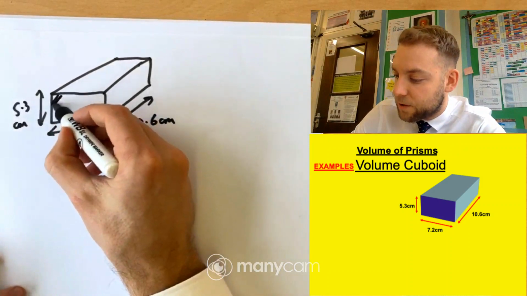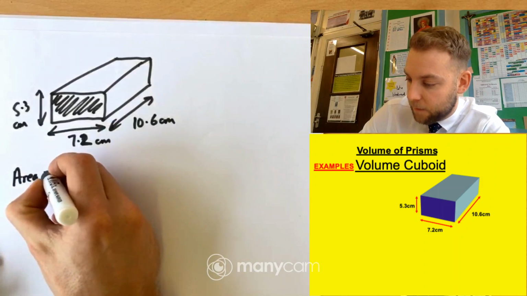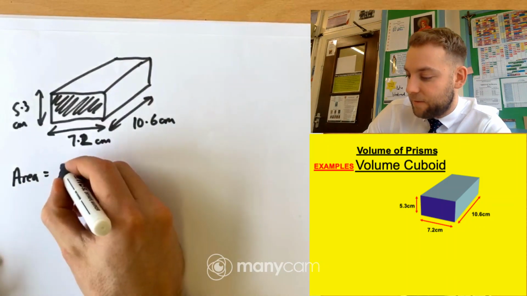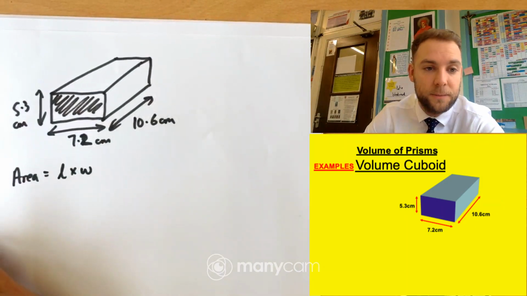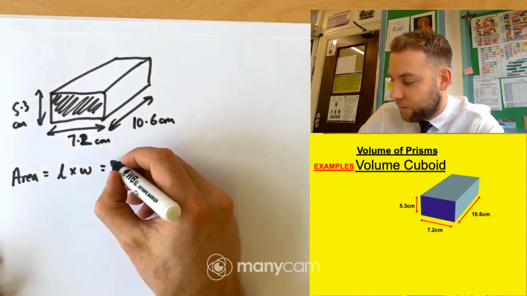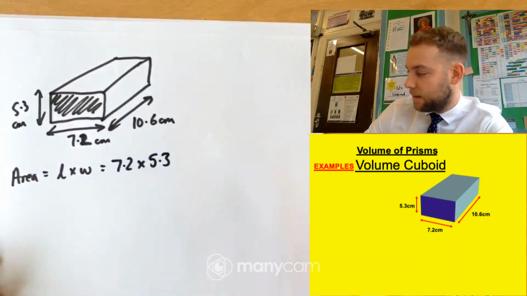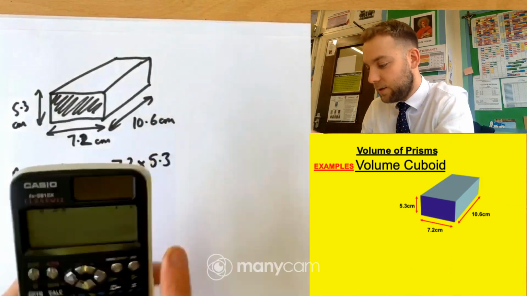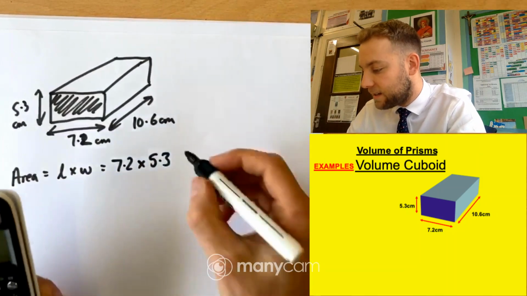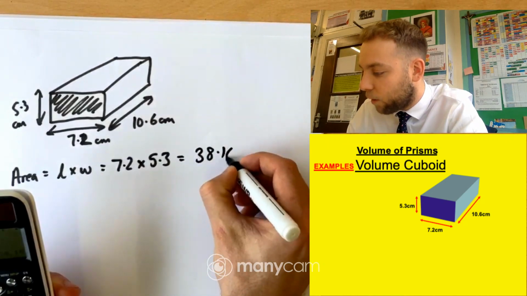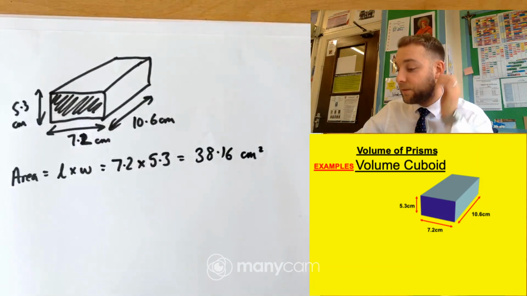So the first thing I'm going to do is work out the area of the front of this. So the area of the front is equal to length times by width, base times by height. Doesn't matter what those labels are called really. Okay, in this case it's going to be length, which is 7.2, times by the height, which is 5.3. I'll do that on my calculator. So 7.2 times by 5.3, in this case, is equal to 38.16 centimetres squared.